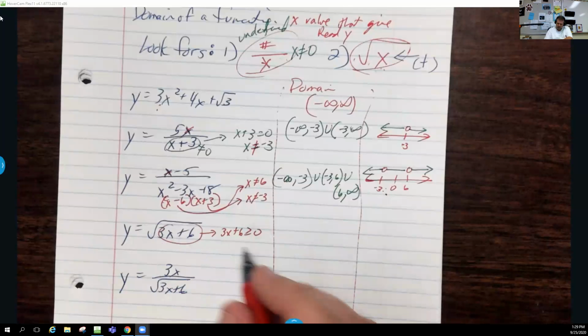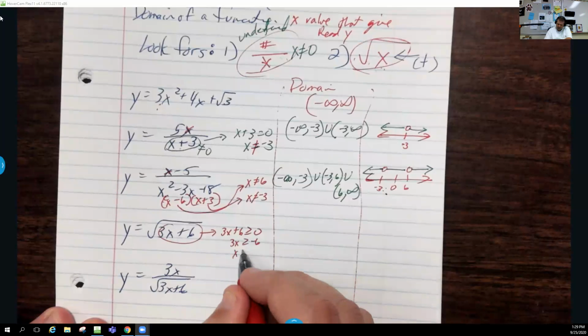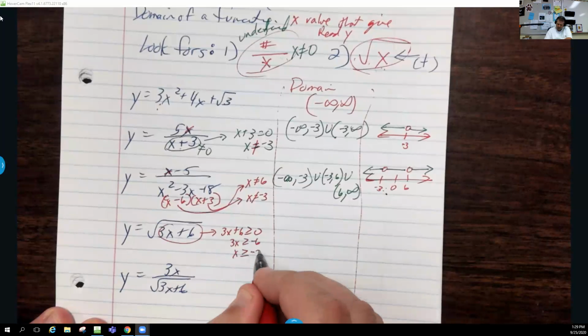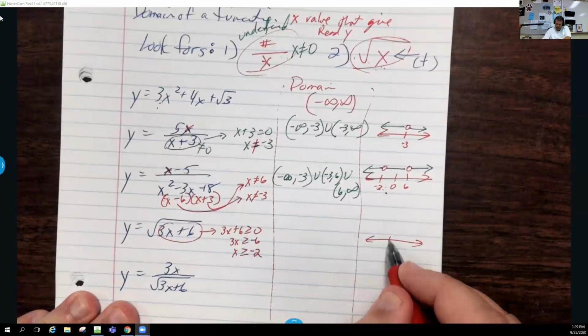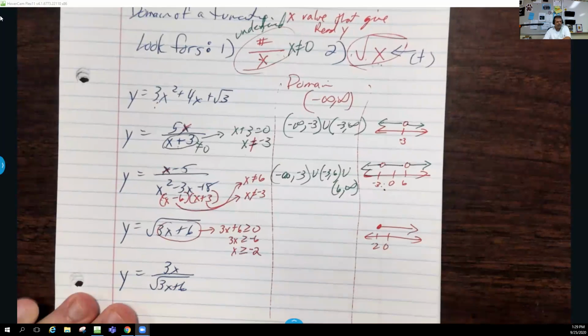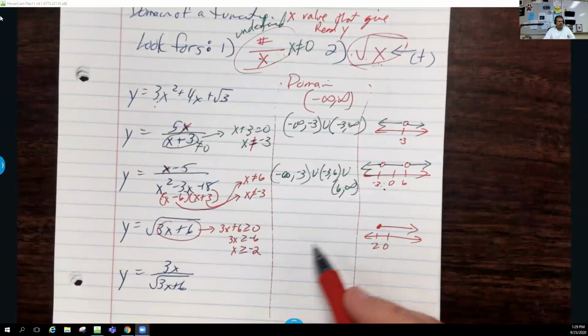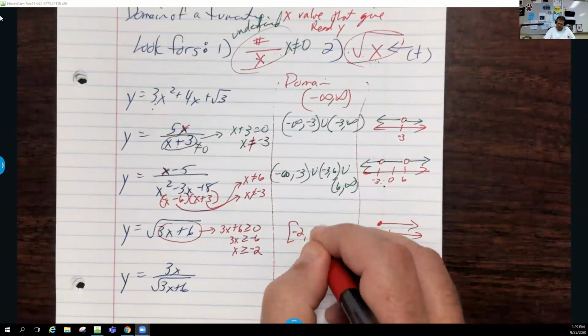So we're going to solve this like we know how to solve. Move the 6 over, divide by 3. X is greater than or equal to negative 2. Which, if I was to graph that on this, that would be closed that way. So my interval notation has to match my graph. So it's going to be negative 2 to infinity.